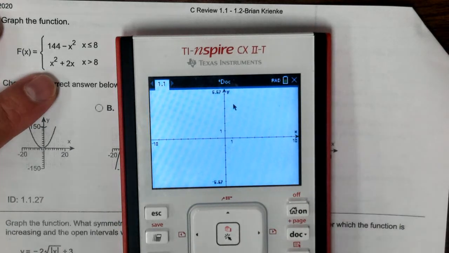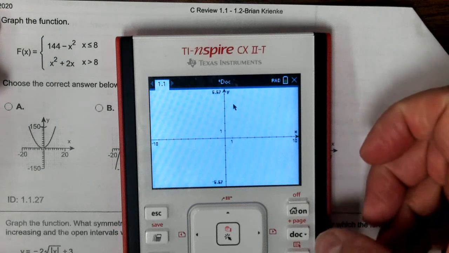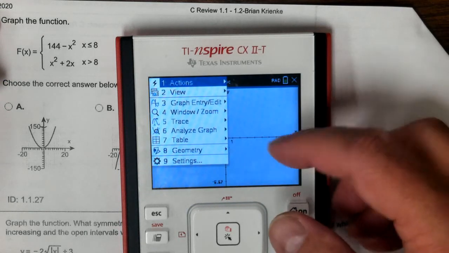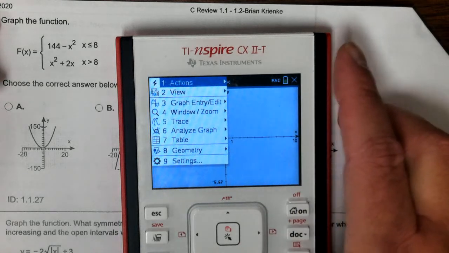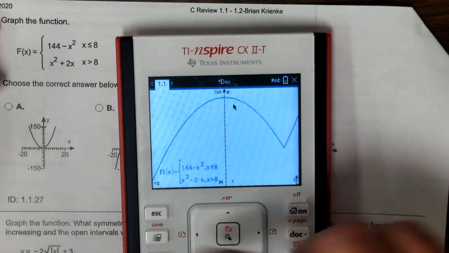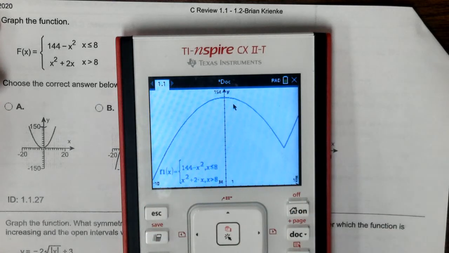Okay, so now I want to do zoom fit. Menu, window, A for fit. Okay, so it looks like that.